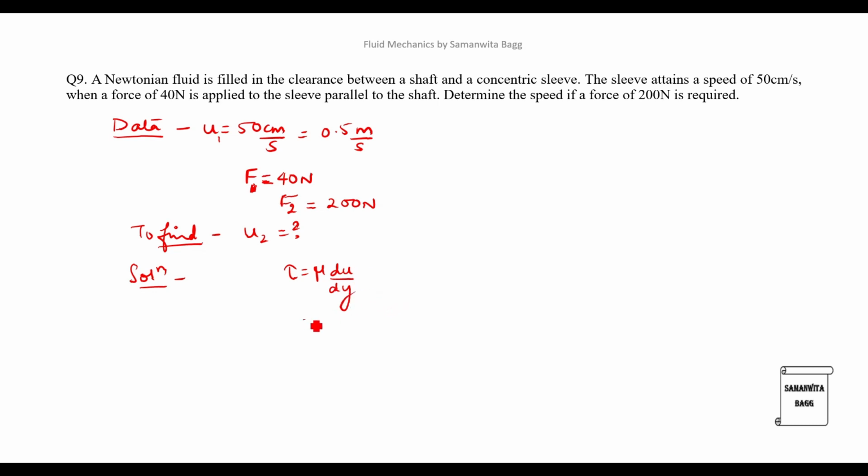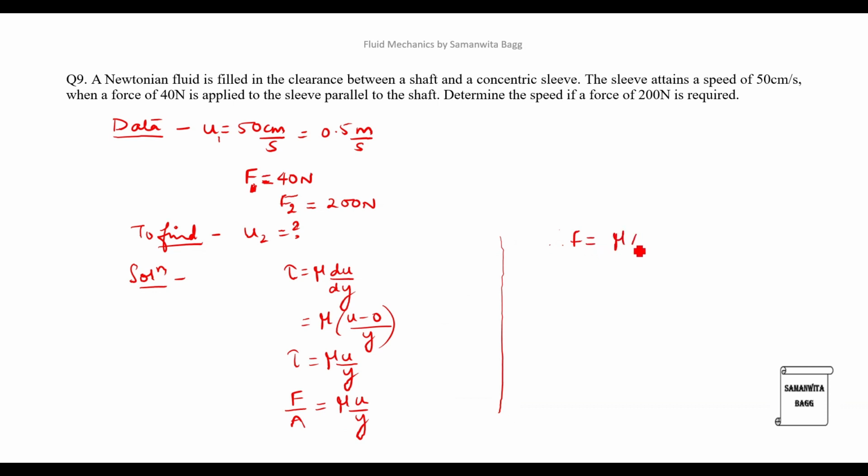So I can just say that this is nothing but mu into u minus 0. And this value I can just write as y. So this becomes mu u upon y. That is my tau. Now tau in itself is nothing but force upon area. So it is equal to mu into u upon y. So if you observe this carefully, therefore force is equal to mu into area upon y into u. Now why am I writing it this way? The reason is I want to derive a relation between force and velocity.